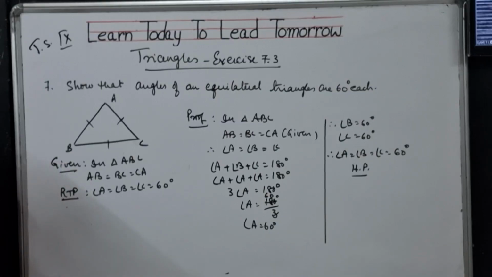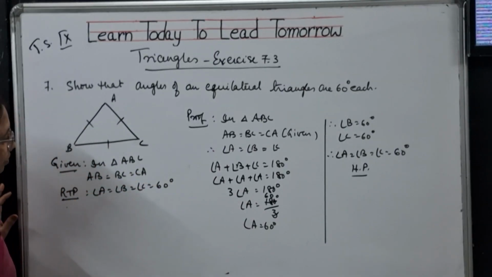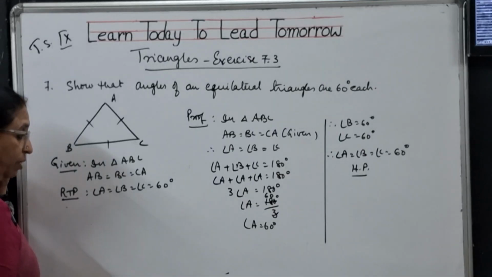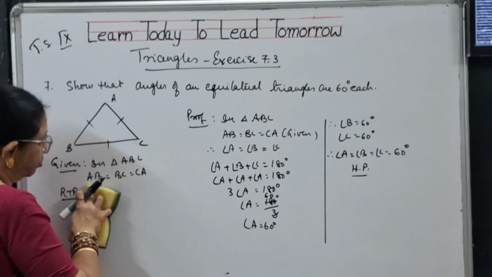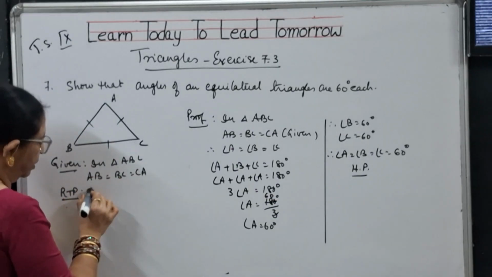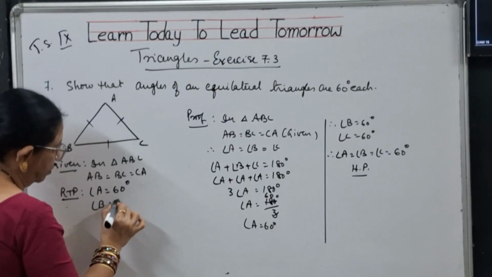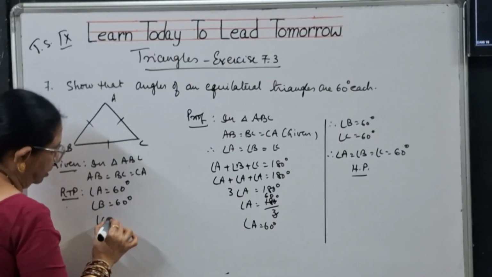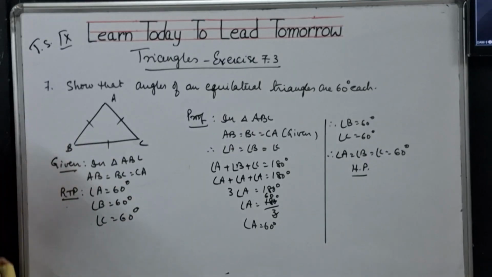Here, required to prove, they have given that each angle is measuring 60 degrees. Otherwise, instead of writing angle A is equal to angle B is equal to angle C is equal to 60 degrees, equality we need not prove, children. So in this RTP, I'll write angle A is equal to 60 degrees, angle B is equal to 60 degrees, angle C is equal to 60 degrees. We need to prove. This will be very apt to write RTP, children. Please note it down.